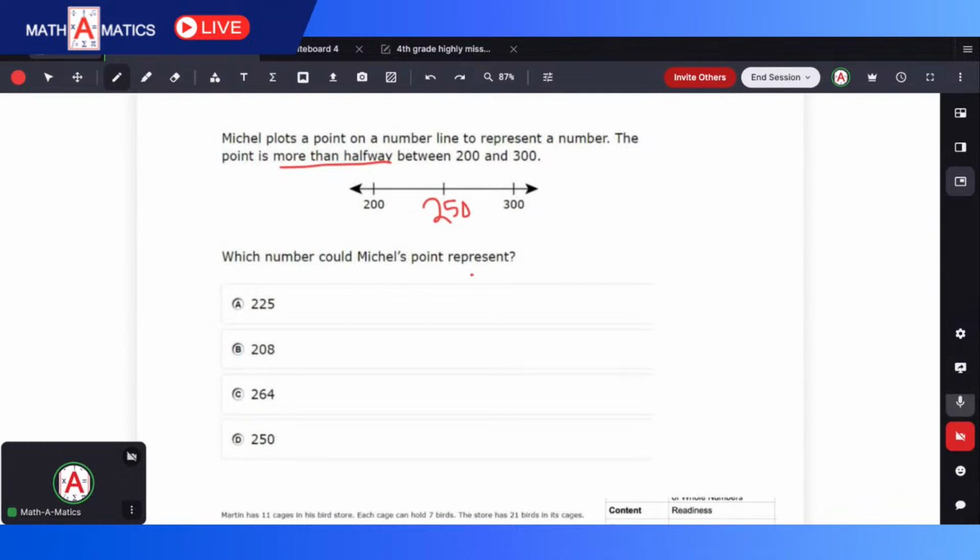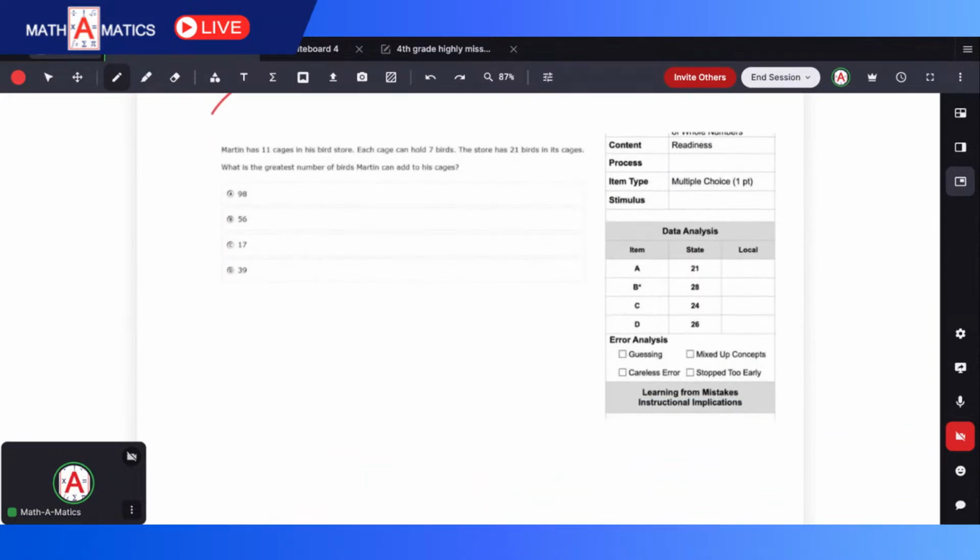Which number could Michael's point represent? Well, 250's here. We know it's not that. And it can't be 208, and it can't be 225 because it was more than halfway. So 264 makes sense. Not too challenging, but definitely a problem that our students have to have number sense and recognize what more than means. And knowing 250 would be halfway. So since it's more than that, it would have to be our 264. So surprising that so many students missed that one.